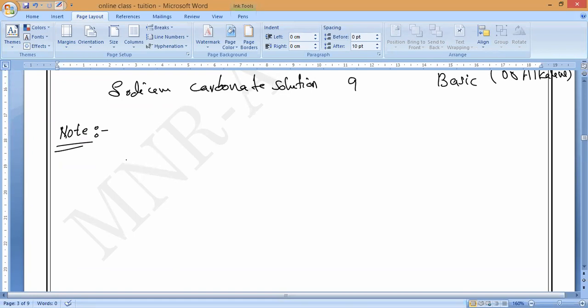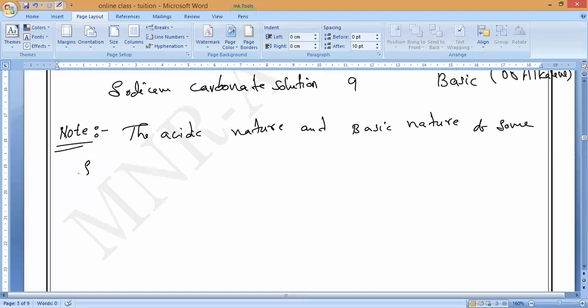The acidic nature and basic nature, very, very important MCQ. The acidic nature and basic nature of some salts when they are in aqueous solution. Do you understand that? Some salt solutions can be explained. But on what basis?